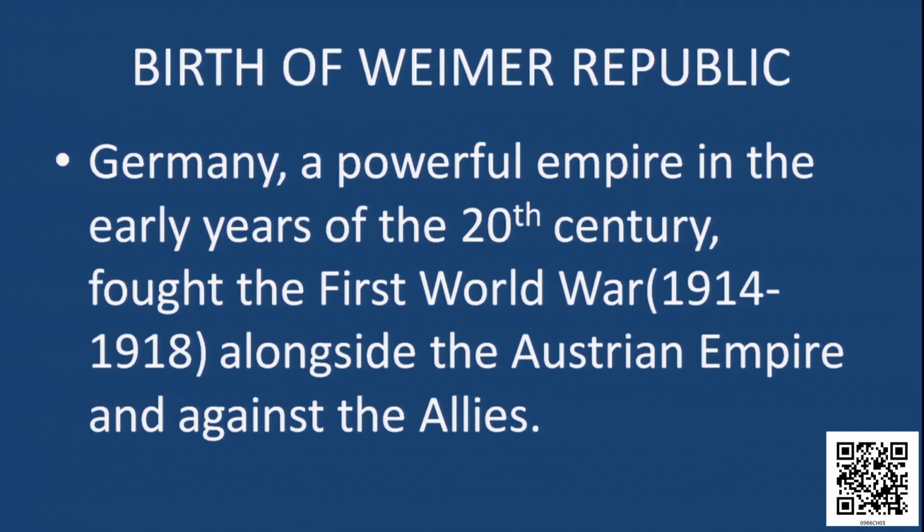Try to remember, the First World War was between the Central Powers and the Allies. In the Second World War, it was Allied and Axis. In the First War, it was between the Central Powers and the Allied powers. The Central Powers were dominated by the great empires, the Austrian Empire and the German Empire, against the Allies.